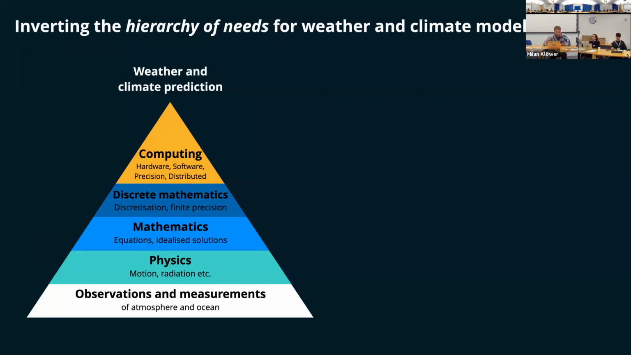Why we tackle it is what I've sometimes thought of as the hierarchy of needs for weather and climate modeling. At least 100 years back, people started making observation measurements and figuring out the physics of how the weather and the oceans move around us. They started formulating that in terms of mathematics and wrote down some equations. Nowadays, we then discretize them and want to put them on a computer. And then we think: we have these discretized equations, which computer do we actually run that on?